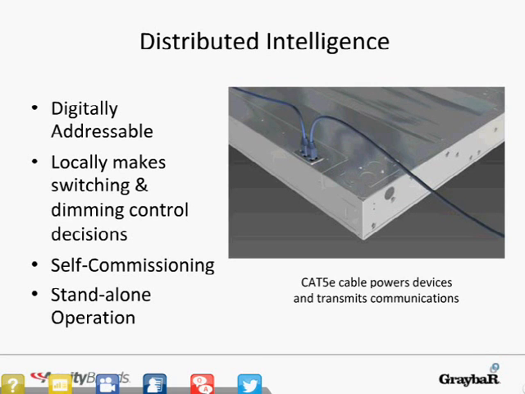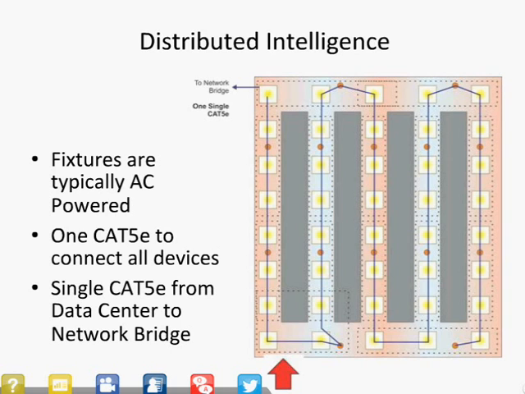So here again is our sample data center. We have the same layout, same fixture layout, but instead of the multiple Cat5es per fixture as we had in the last one, each fixture is now powered via AC power, right? AC power is almost always present in the ceiling, so we're making use of the AC power that's in there. A single Cat5e is daisy-chained throughout the space, connecting all the controls and the fixtures.